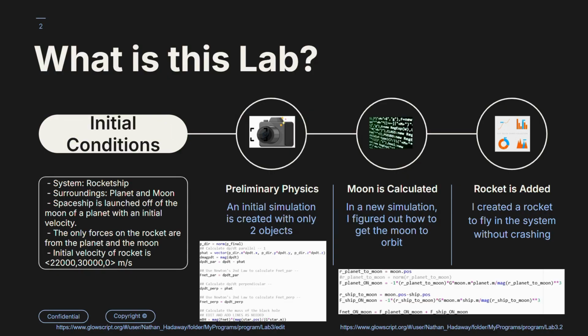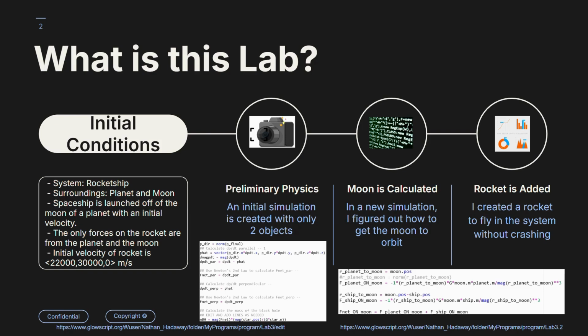Well, it's a lab where we had a rocket ship as the system, and its surrounding planet and moon are exerting gravitational forces on this rocket, and we realize how this rocket behaves with those two forces on it. We set the initial velocity of this rocket to be 22,000 meters per second and 30,000 meters per second for its x and y components, respectively. And again, the moon is orbiting the planet in a relatively circular orbit.